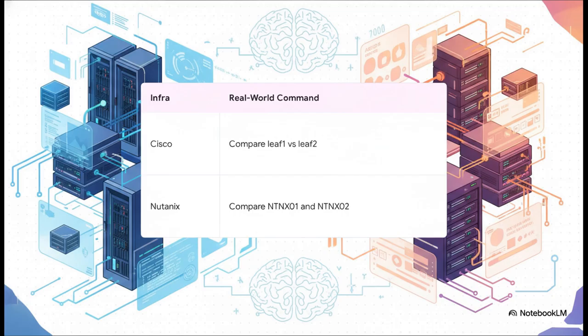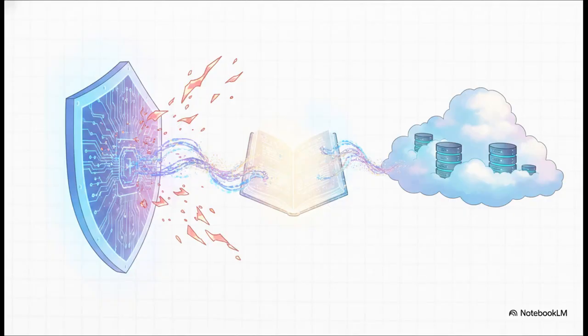Just run compare NTNX01 and NTNX02 to automatically inspect AOS versions, firmware levels, and capacity allocations to make sure the new node strictly respects your structural rule sets. And the scale goes right into security and the public cloud. When you deploy a new Palo Alto or Cisco ASA firewall, the platform audits the entire security rule layout, evaluating permitted access paths and NAT policies to catch missing default restrictions.